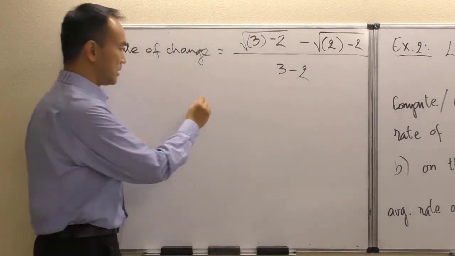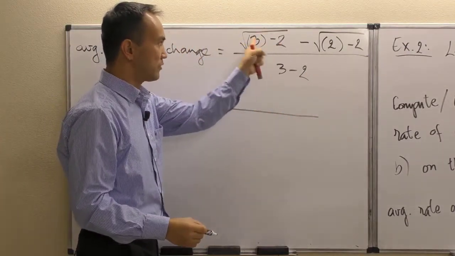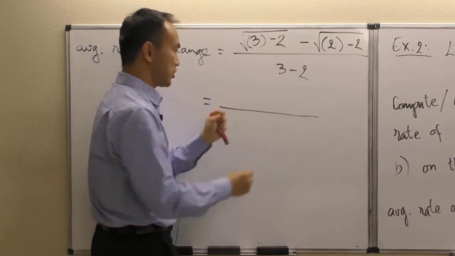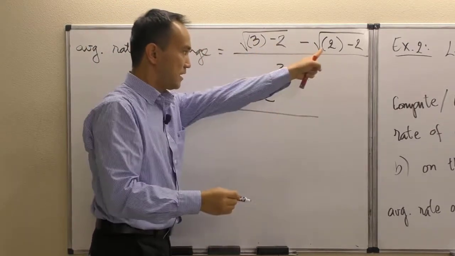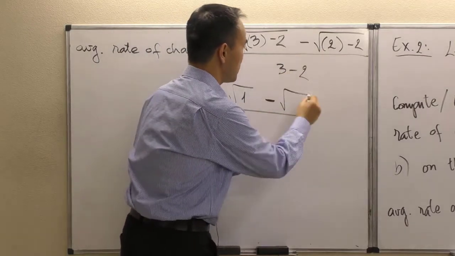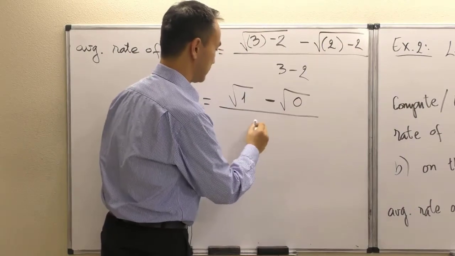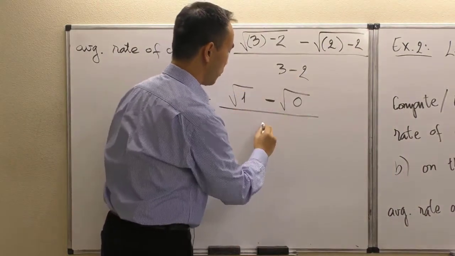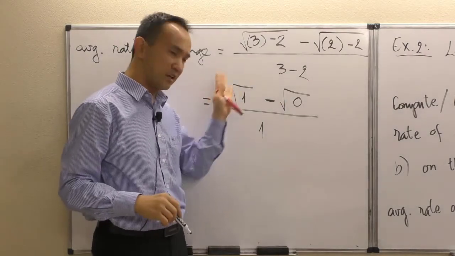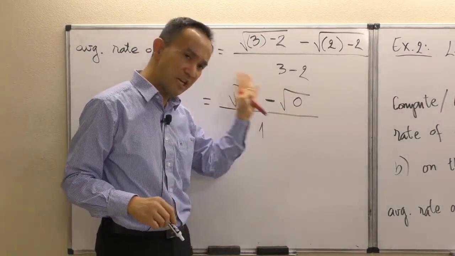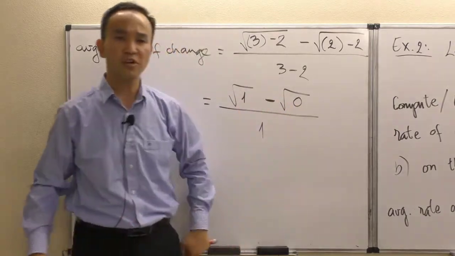Okay, and so now square root, first term is the square root of 3 minus 2, but 3 minus 2 is a 1, so it's a square root of 1 minus the next term here is a square root of, so 2 minus 2 is a 0, so square root of 0 over, now 3 minus 2 is a 1. So we put all things into one fraction, but in each step we're advancing, we're still working on each individual component of that expression.